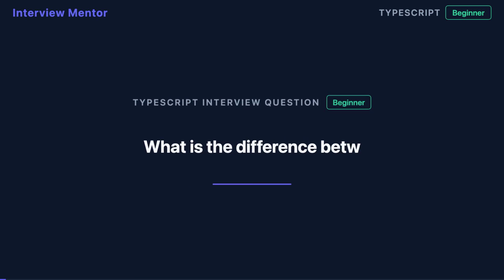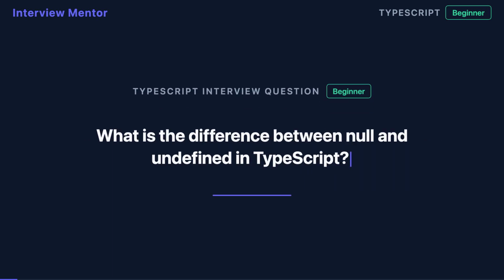Here's a JavaScript quirk that trips up beginners. Typeof null returns object, but typeof undefined returns undefined. This isn't just trivia. It hints at why null and undefined serve different purposes in TypeScript.